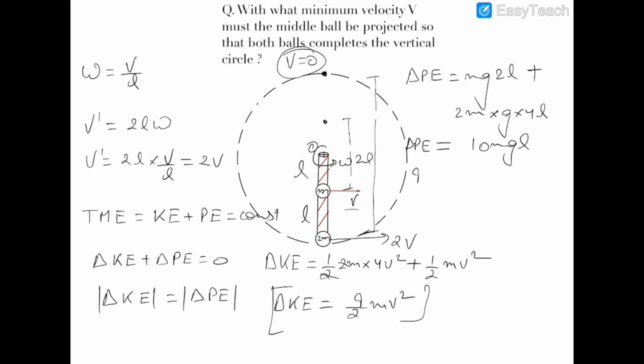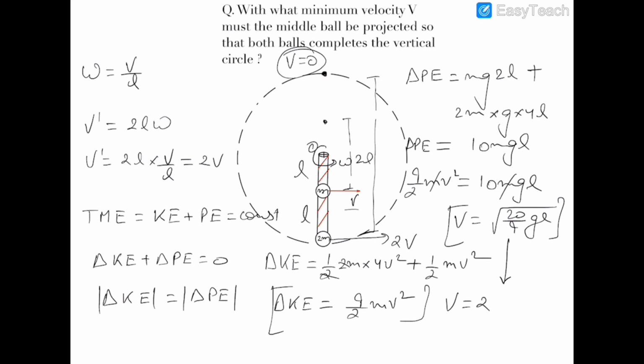So 9 by 2 mv square is equal to 10 mgL, and therefore v is equal to under root of 20 by 9 gL, which can be written as 2 by 3 root 5gL. So this is the minimum velocity required to be given to the middle ball so that the system completes the vertical circle.